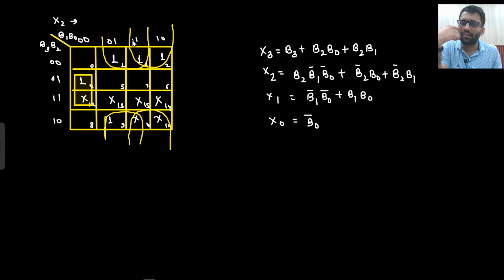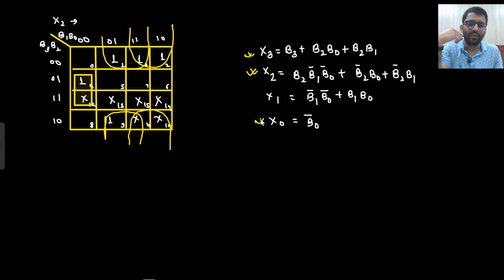Here b1 is constant, and what about this row? So b1 is constant, and what about these? b1 is constant and b2 bar is constant. b1, b2 bar. So that's the expression we are getting for x2.